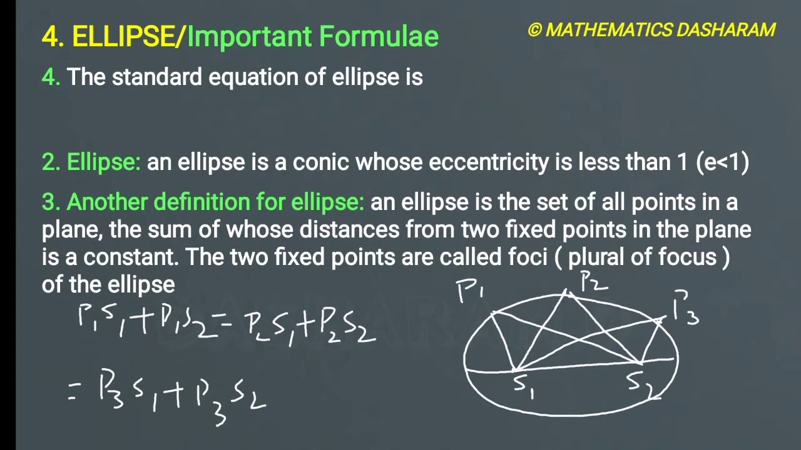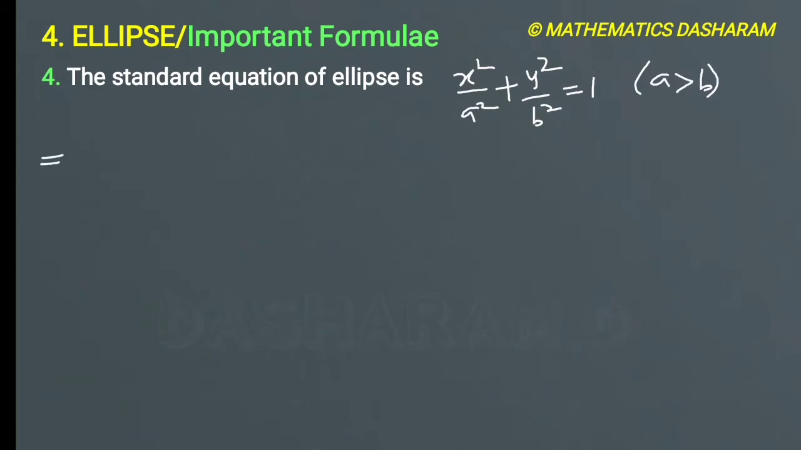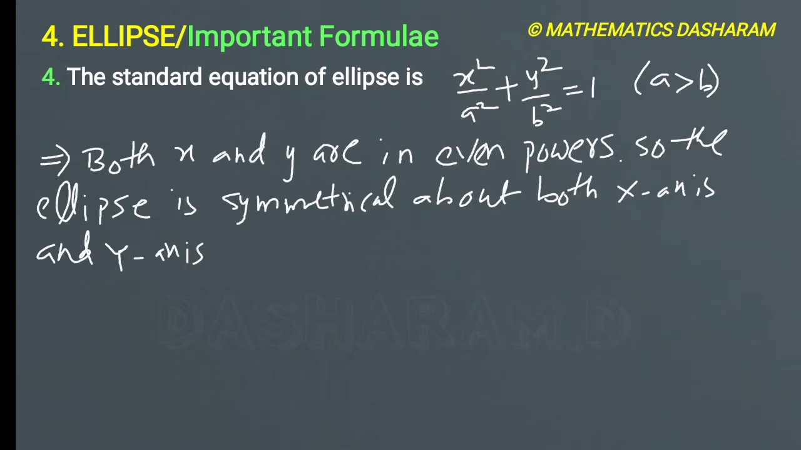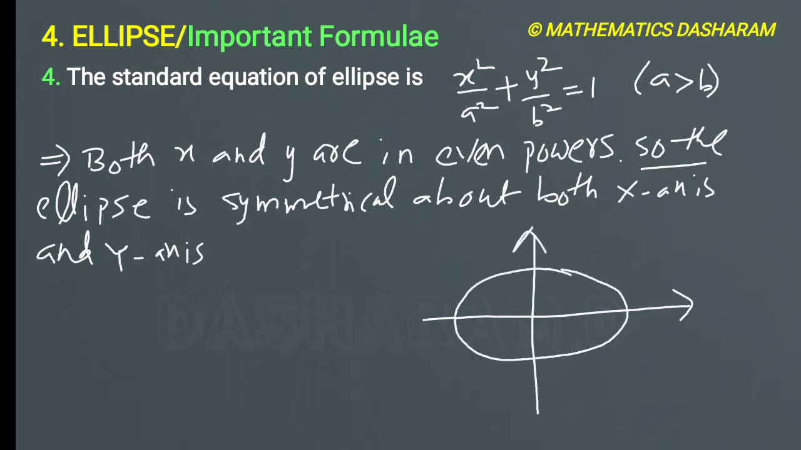Next, fourth one, the standard equation of an ellipse is x square divided by a square plus y square divided by b square equals 1, where a is greater than b. In the standard form of an ellipse, the powers of x and y are both even numbers. So the ellipse is symmetrical about both the x-axis and y-axis. Here is the x-axis, this is the y-axis, and this is an ellipse. It is symmetrical about the x-axis and y-axis because the powers of x and y are even numbers.